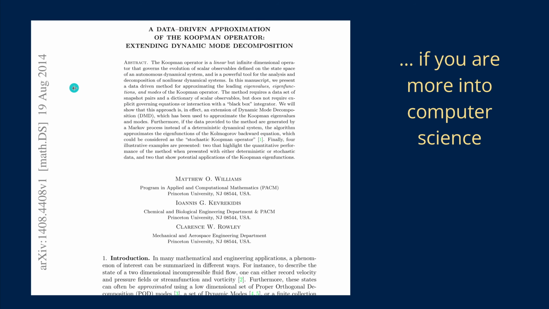But if you are not really into history, no problem. I have here a publication from August 2014. If you're more into computer science and you would also like to understand the Kolmogorov backward equation and the stochastic Koopman operator, I would recommend this paper to you, a data-driven approximation of the Koopman operator, extending dynamic mode decomposition. I think a really interesting paper if you want to see also the engineering application of AI, not just the pure mathematical, but more the advanced real-world application.